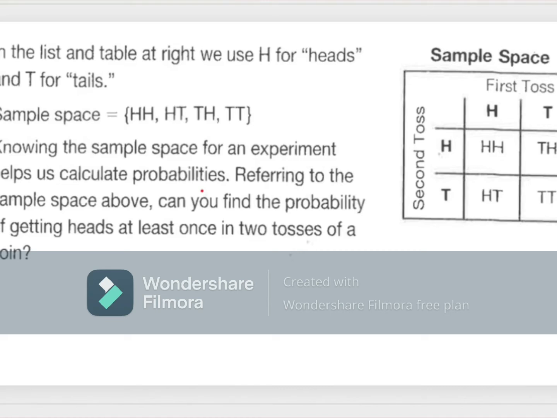Referring to the sample space above, can you find the probability for getting heads at least once in 2 tosses of a coin? So remember, this sample space is 2 tosses of a coin. So here has a head at least once, here has a head at least once, here has a head at least once. So the probability of having a head at least once is 3/4.